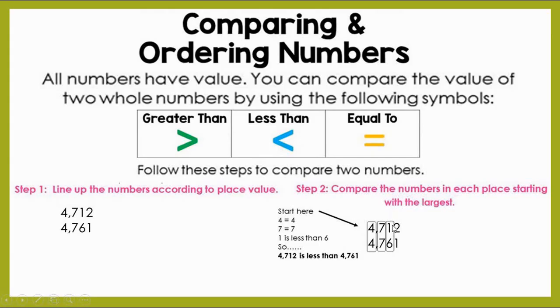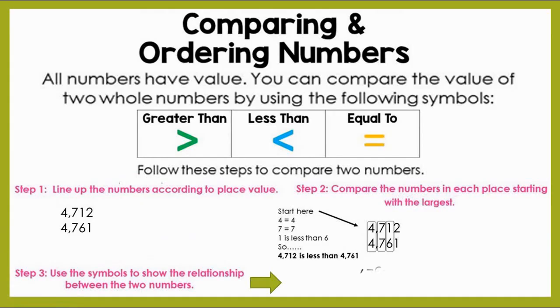Now, if we observe, in the first number the third digit is 1, and in the second number the third digit is 6. So, 1 is less than 6. So I can write using the symbol, and that is the third step while comparing two numbers: 4,712 is less than 4,761. And I can write it in words as well. Let us check 5-digit numbers as well.